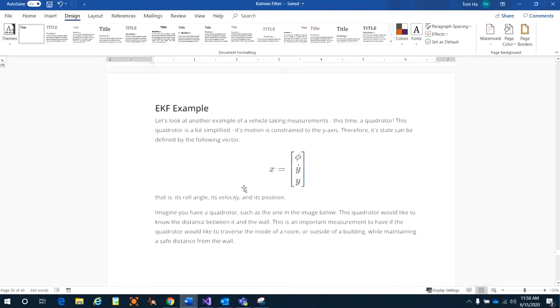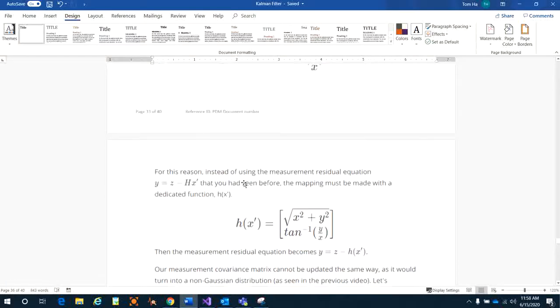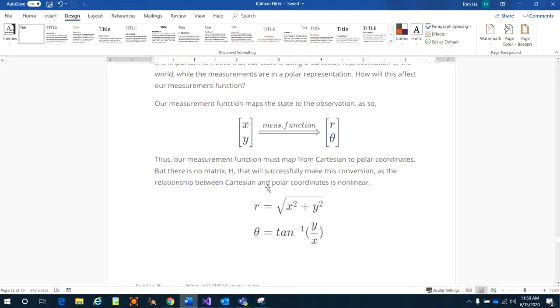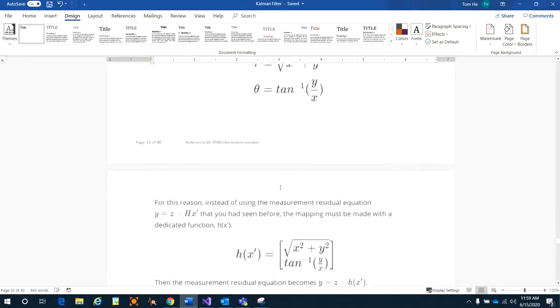I will give you another example. You already understand this one, right? Because the measurement update right here is not the same, we don't know the measurement matrix. So we have to use, because of the different coordinates, one is the polar coordinate and the other is the Cartesian coordinate, how to get the relationship between them. We have the formula right here.